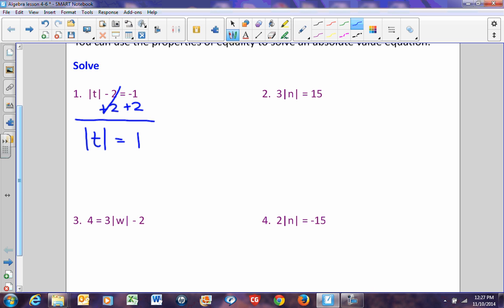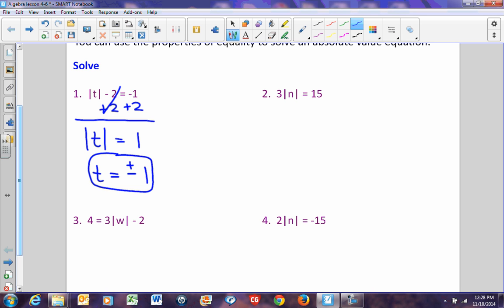Now, what number can I put in for t so that when I take the absolute value of it, it equals 1? Well, the absolute value of 1 is 1, but the absolute value of negative 1 is also 1. Therefore, the answer to this question is t can equal positive and negative 1, because both positive 1 and negative 1, when you take the absolute value of them, will equal 1.